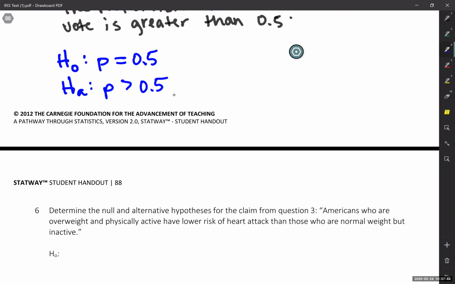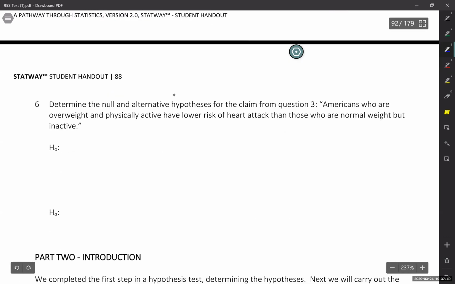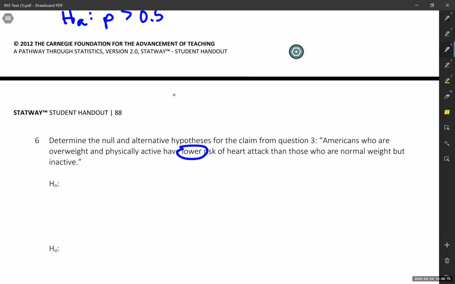All right, finally, number 6. Here is a claim from a different question. Americans who are overweight and physically active have a higher risk of a heart attack than those who are normal weight but inactive. So what we want to say is, here's our inequality word, lower. So we want to say, but inactive. This is going to take a second to write out, but we'll just abbreviate.